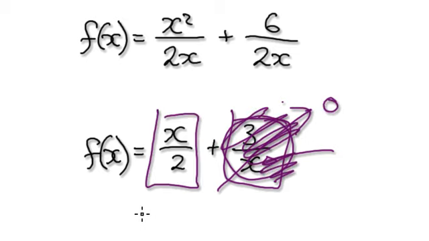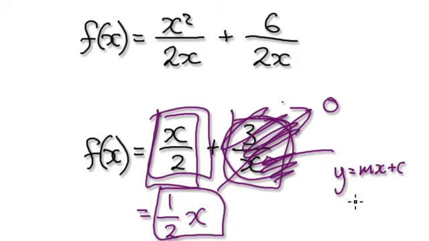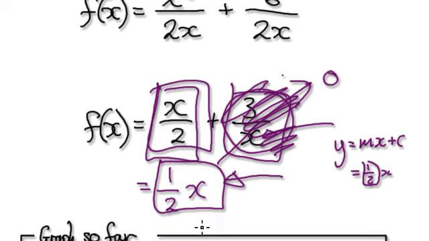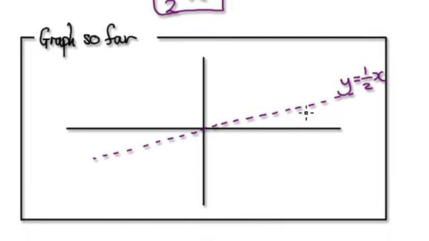But then this bit here, visualize it as 1 over 2 times x. So it's really you doing y equals mx, a straight line. But in this case, our straight line has a gradient of a half. So when x is very, very big, it will do our straight line like this.